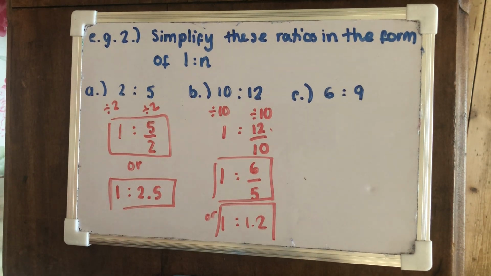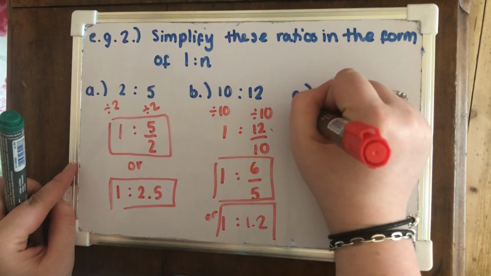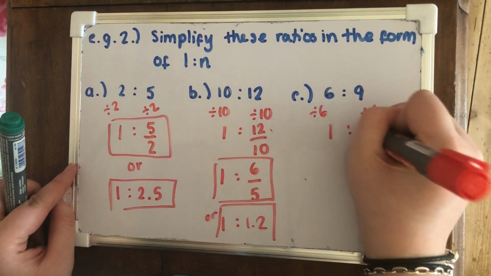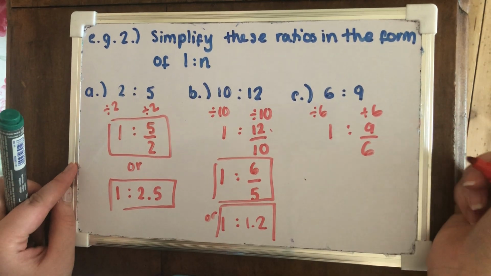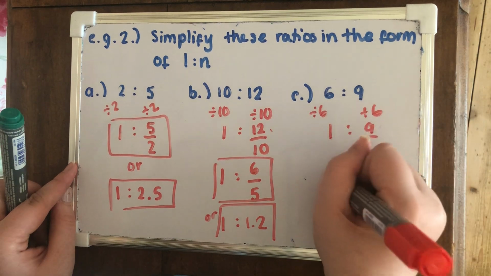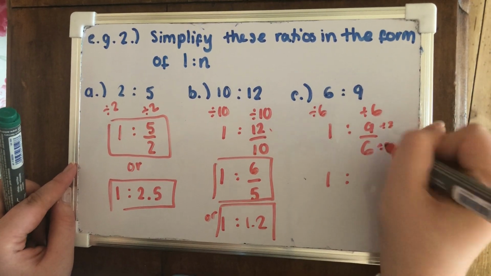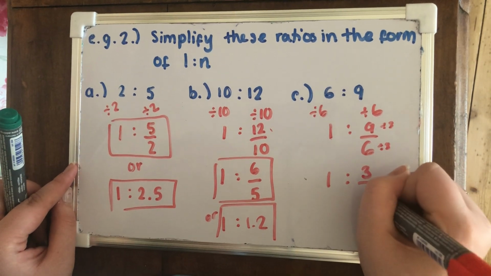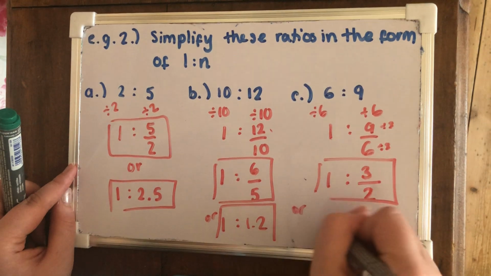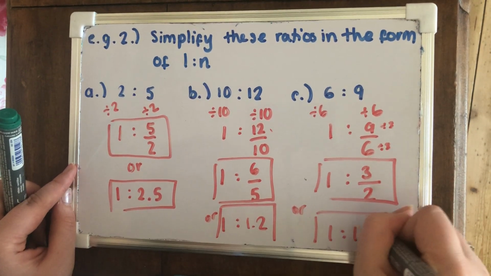Okay, and the last one, exactly the same thing, so we want 1 here, so we divide by 6 on both sides. Okay, the first bit I would always just write it as a fraction first, then see if I can simplify it. So 3 goes into both of those. So 9 divided by 3 is 3, 6 divided by 3 is 2. So it could be this, or we can write it as a decimal, which would be 1.5.